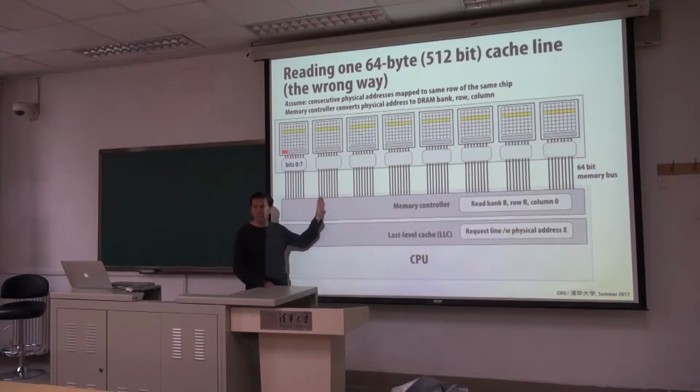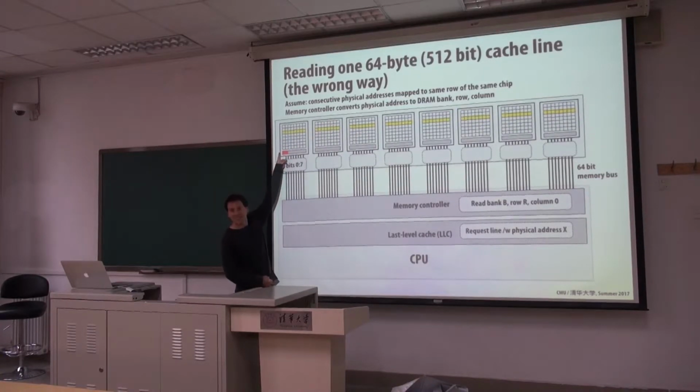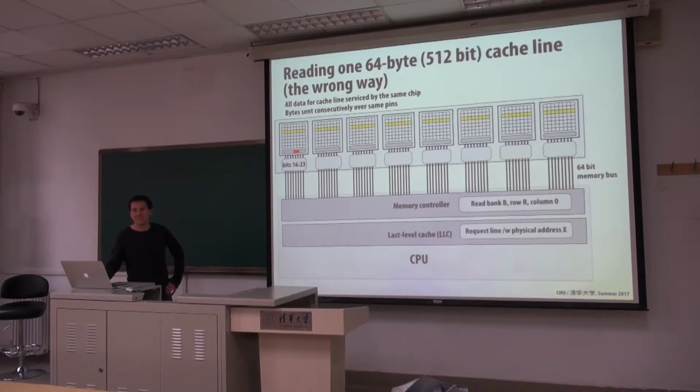Now, the other memory chips transfer the byte at bank B, row R, column 0, but it's not very useful, right? Because the 64 bytes that I care about are all on this one DRAM chip. So the other transfers, I don't care. I don't want those addresses. And then in the next clock, I'll get the next byte of the cache line. And in the next clock, I'll get the next byte of the cache line.